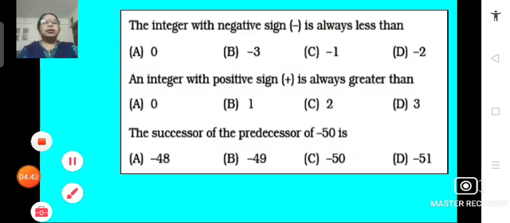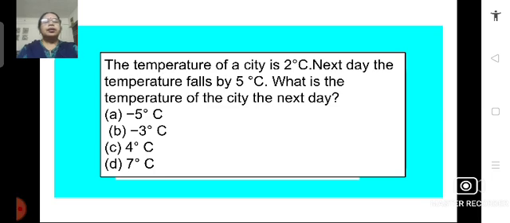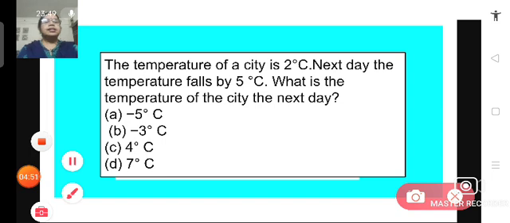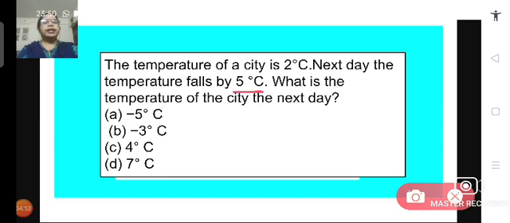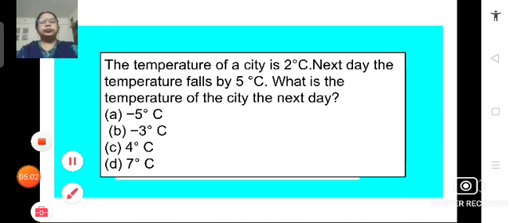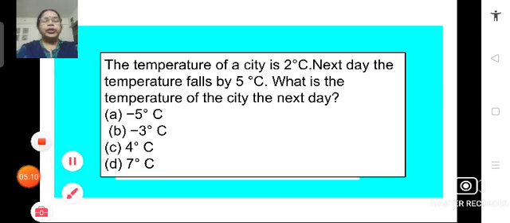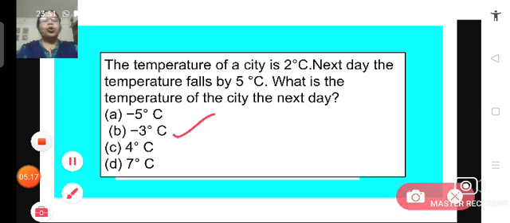Now moving on to the next problem. The temperature of a city is 2 degrees Celsius. Next day the temperature falls by 5 degrees Celsius. What is the temperature of the city the next day? Now since the temperature falls by 5 degrees Celsius, it will be 5 less than 2 degrees Celsius. So 5 less than 2 degrees Celsius will be negative 3 degrees Celsius. So option B is the correct answer for this question.